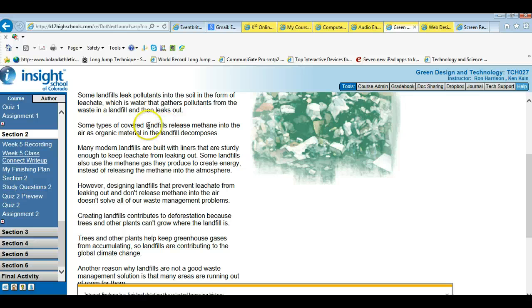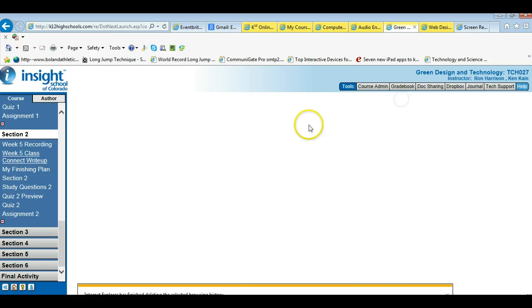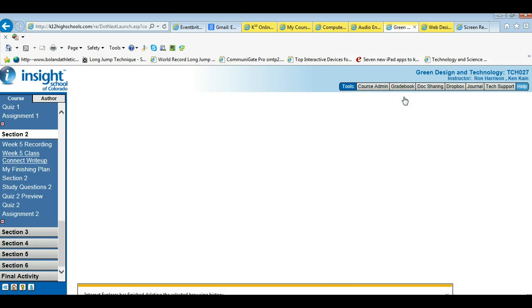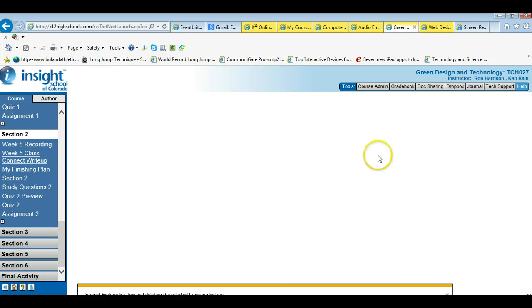Some landfills even, they have them covered. They can capture the methane gas that's produced, and then that gas can be used to power equipment at the landfill. So there are lots of things about landfills that you may not know about. Go ahead and practice and see if you can answer those questions. Waste management, what is the whole thing? It is collecting, processing, disposal, monitoring. Make sure you go through all 4 of those things to learn about what each of them are.